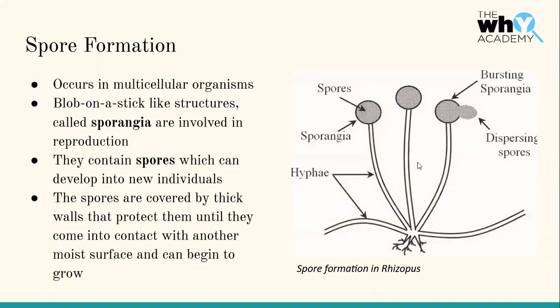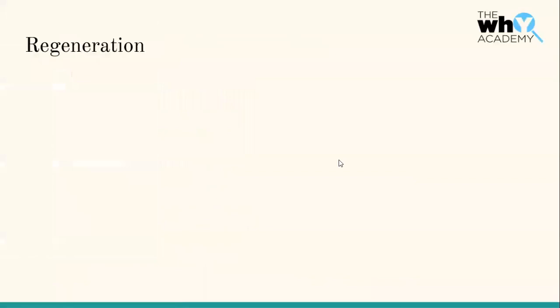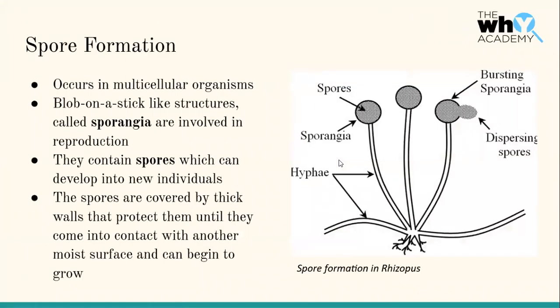Next one we have is spore formation. Spore formation again will occur in multicellular organisms, more specifically fungi. What you need to know is this diagram and some new terms, which are sporangia, spores, etc. So what are sporangia? Basically blob on a stick.